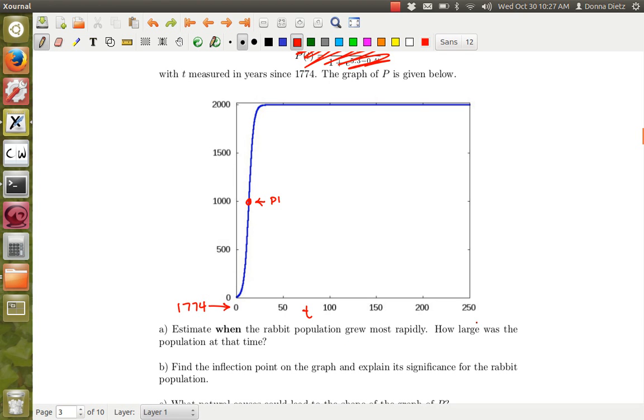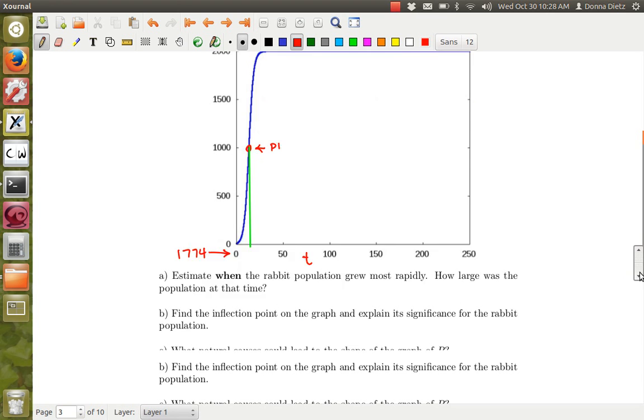And so how large was the population at that time? 1,000. Well, estimate when this is occurring. So I'm going to drop a line down so I can estimate. I'm going to guess about 1/3 of the way over, but if you said 1/4 of the way over, that would be fine too. So it's somewhere between 12 and 16 years.